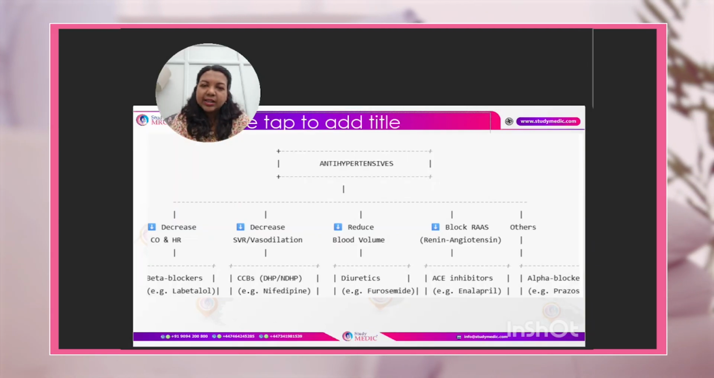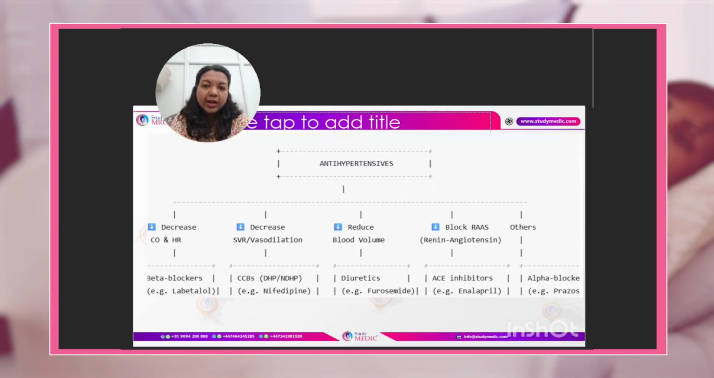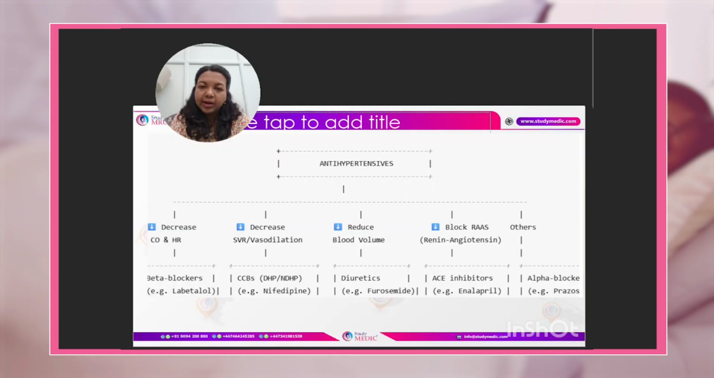Labetalol is a non-selective alpha and beta blocker. It acts by reducing the cardiac output and heart rate.